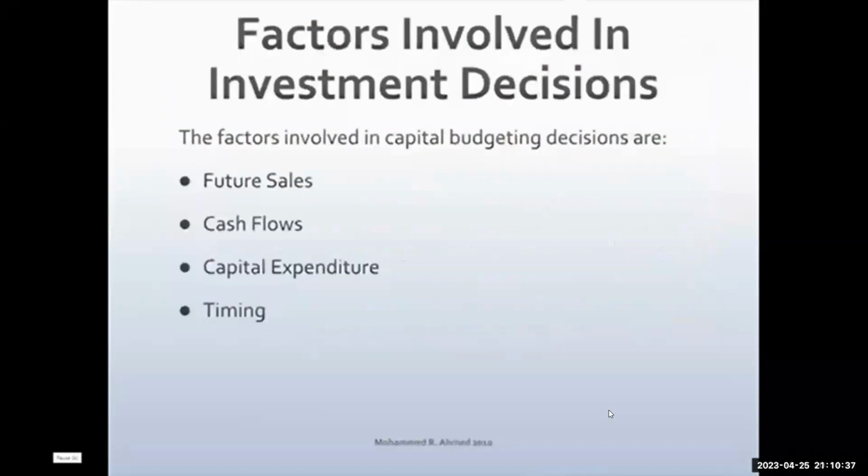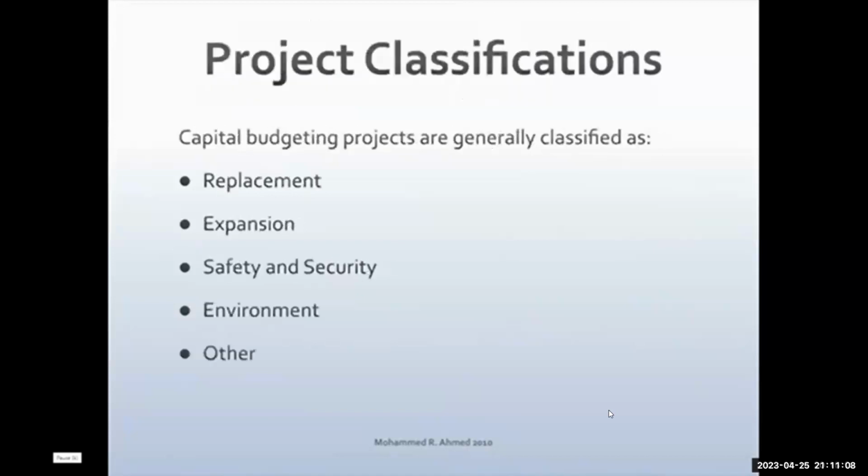The factors involved in capital budgeting decisions are future sales, expected cash flows, capital expenditure, and timing. The purpose of any investment is to generate profit. To generate profit, first the firm needs to generate sales, manage costs, produce positive cash flows that are large enough to recover the investment, and generate profit. In addition, business does not have access to unlimited capital, and the availability of capital will influence the investment decision. The timing of each cash flow affects the present value of cash flow, and the timing of investment will affect the future revenues.